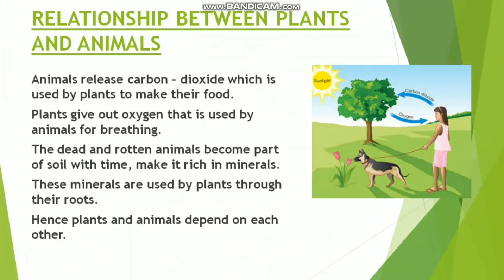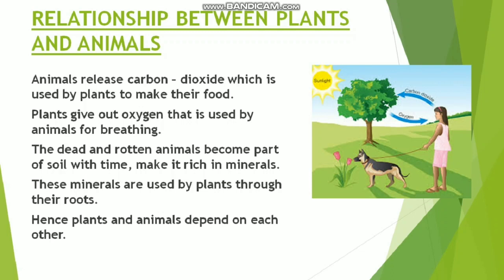Now our last topic is the relationship between plants and animals. We all know that plants depend on animals and animals depend on plants. Animals release carbon dioxide, which is used by plants to make their food. Plants give out oxygen that is used by animals for breathing. The dead and rotten animals become part of the soil with time and make it rich in minerals. These minerals are used by plants through their roots. Hence, plants and animals depend on each other.